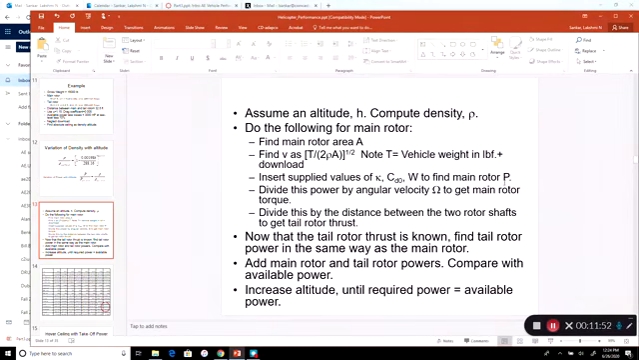After you get the main rotor total power, divide by angular velocity in radians per second to get the main rotor torque. Now the tail rotor has to provide thrust to overcome this torque. That's why you use the distance between the two rotor shafts to get the tail rotor thrust. Once you know the tail rotor thrust, repeat the calculation just like you did for the main rotor. Find the tail rotor induced velocity and tail rotor profile power, and then add these two together. Compare this to the available power. Keep increasing altitude until required power equals available power.